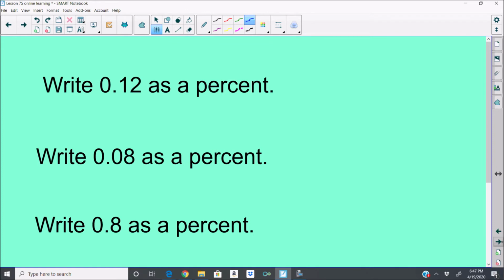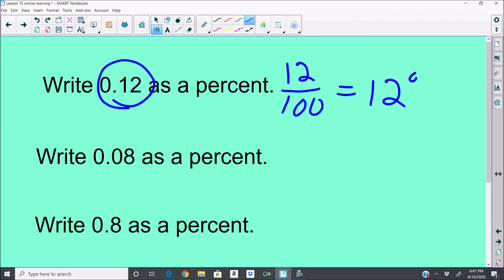All right, so let's look at writing a decimal number as a percent. Well, we've been talking about fractions with 100 as the denominator. Well, we know this is what, 12/100ths. How would we write that as a fraction? Like this. So writing this number as a percent is that easy.